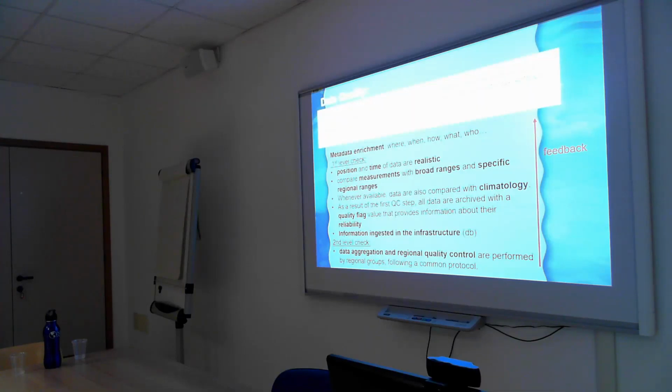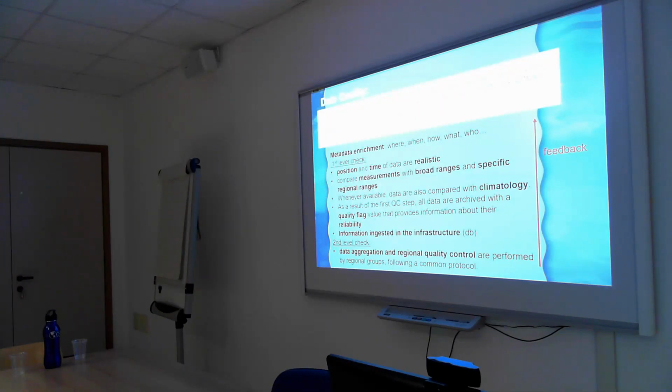We are doing this in our group, for example, and we make some really simple position and time checks, checking that this information is realistic. We compare measurements with broad ranges and specific regional ranges already available for that kind of measurement. Whenever available, we also compare data with climatologies. And as a result of this first step of quality control, all the data are archived in our database, followed by a quality flag that provides information about the reliability of the information that we store.